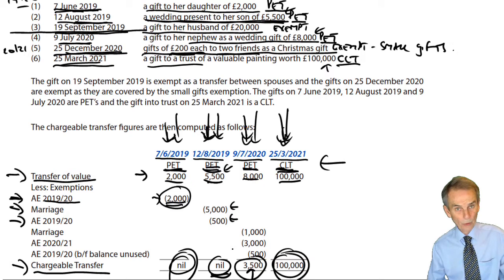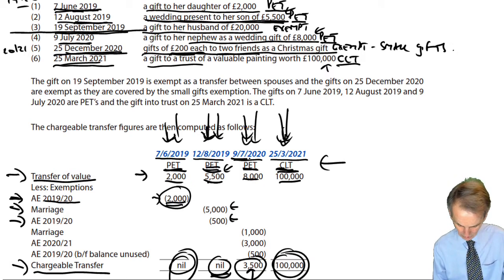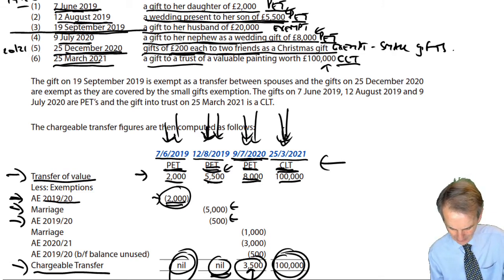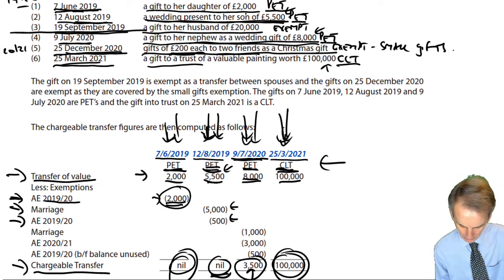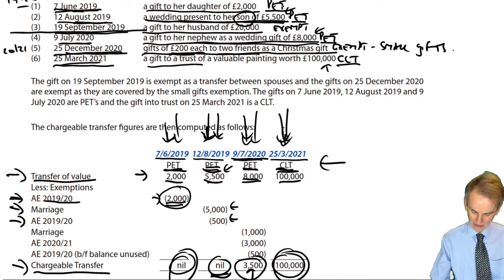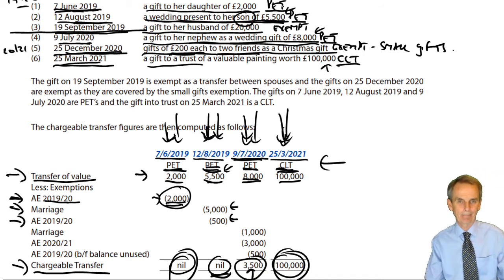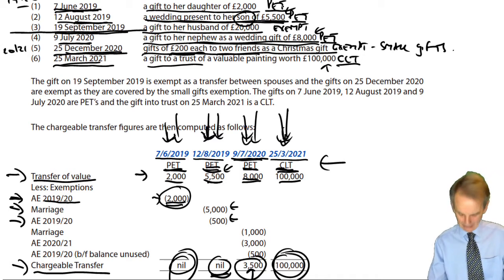We then move forward again, and the next relevant date for this computation is July 2020, a PET of £8,000. What was that? A gift to her nephew as a wedding gift of £8,000. I'm sure that will please the son. Obviously, she likes the nephew more than her son. Going to be a problem there.